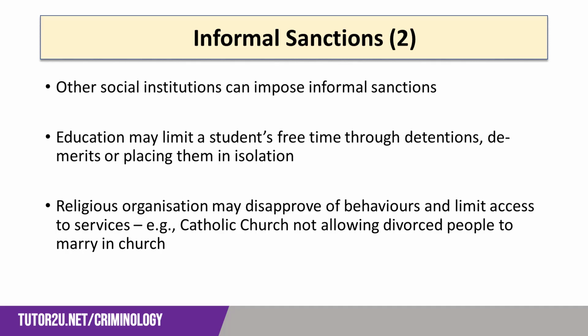Additionally, religious organisations might disapprove of an individual's behaviour and limit their access to services. For example, in the Catholic Church, people who were divorced were unable to remarry in a church. This is an informal sanction as it's not against the law, but it is subject to disapproval under religious doctrines.